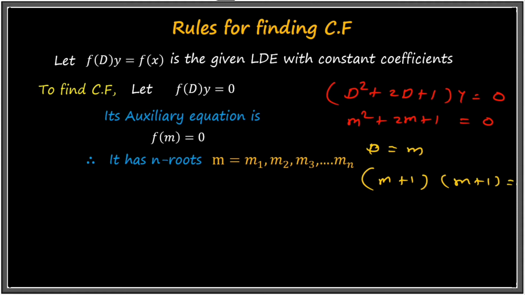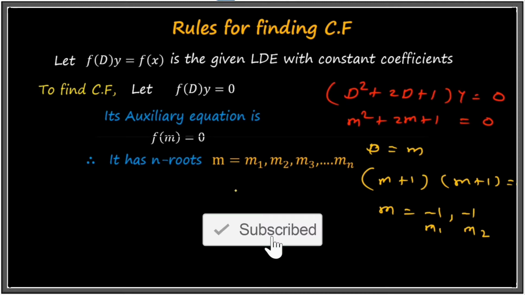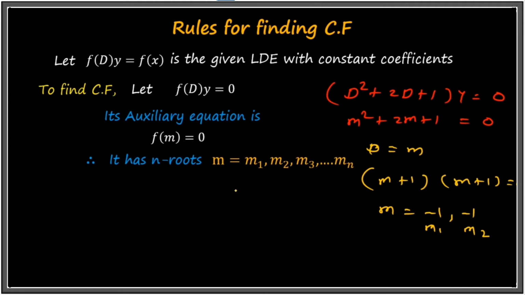1), that is the factors. Therefore the roots are m equals minus 1 and minus 1. So m equals minus 1 and minus 1, that is the roots. The first root we call m1 and the second root we call m2. The next procedure for rules for finding CF depends on these roots.